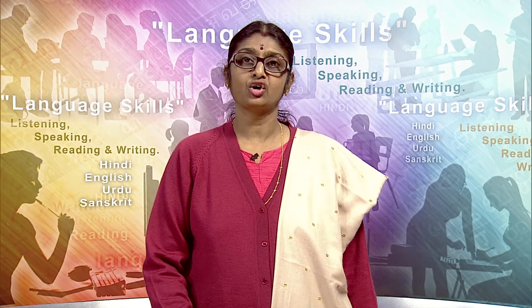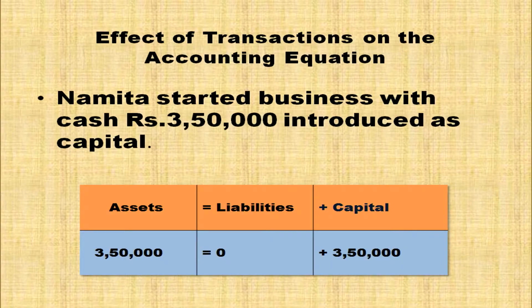What is the effect of the accounting equation in various transactions? Let us analyze it one by one. Namita started business with cash rupees 3,50,000 introduced as capital. So, the equation will come in this form: assets equals liabilities plus capital. In the asset side, you can open a column for cash. In the cash column, the cash balance of 3,50,000 will be shown, and in the capital column 3,50,000. So, assets equals liabilities plus capital, the accounting equation is satisfied.